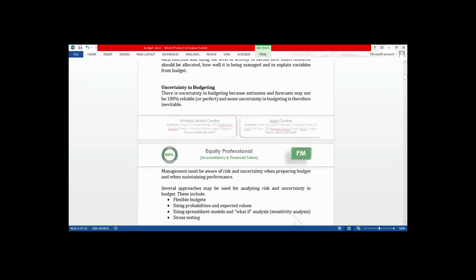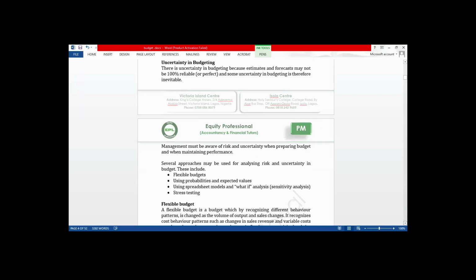You can have flexible budgets. Several approaches may be used for evaluating risk and uncertainty in budget. One of them is to prepare flexible budgets. Your flexible budget is the budget that recognizes changes in circumstances. It can accommodate changes in production volume and sales volume. It also recognizes cost behavior pattern. When we say cost behavior, it will show if the cost is variable cost or fixed cost or mixed cost.